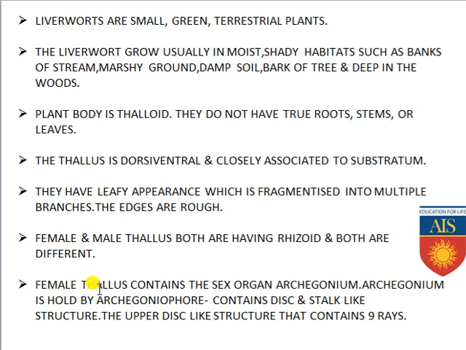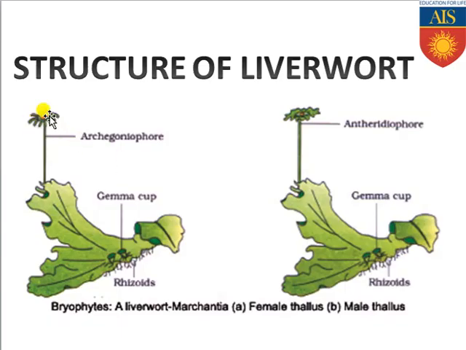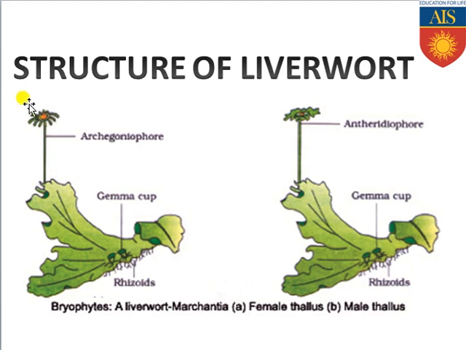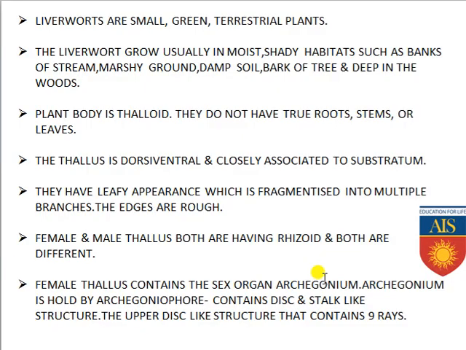So first of all, the female thallus contains the sex organ archegonium. Archegonium is held by the archegoniophore. Already I have told you, it contains one disc-like structure and one stalk. The upper disc-like structure contains 9 rays. If you count here properly, you can see 9 rays are present in the upper disc-like structure, and this is just a stalk, the archegoniophore, nothing else.